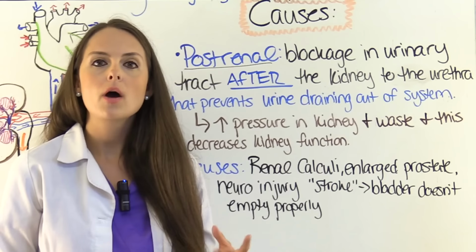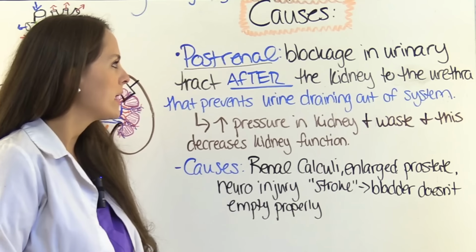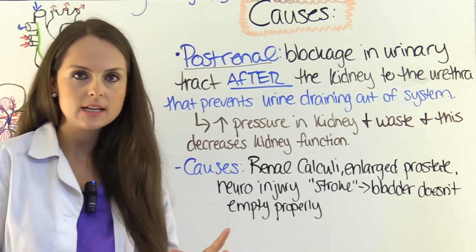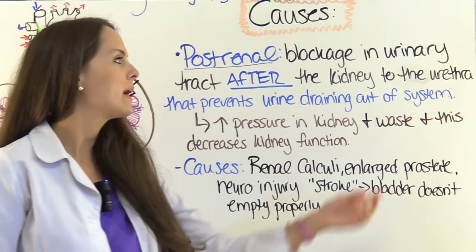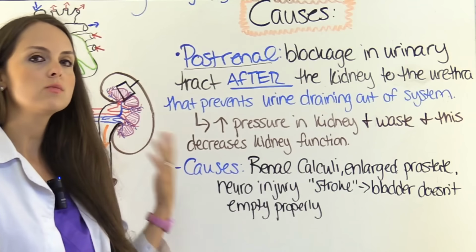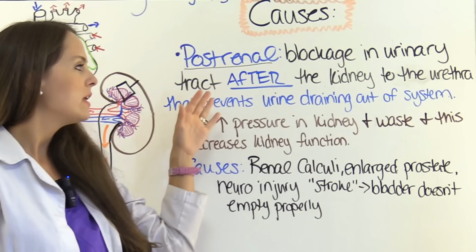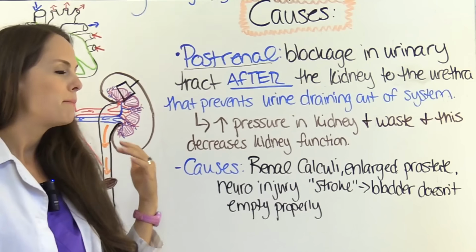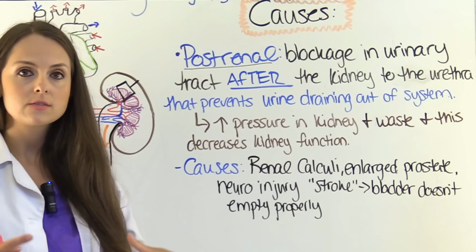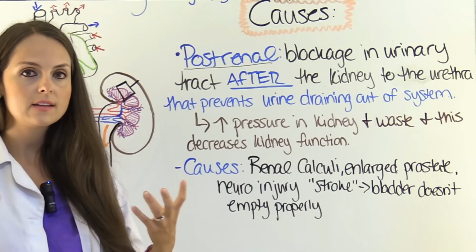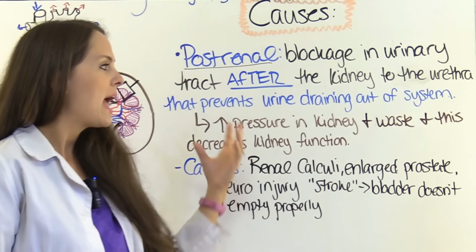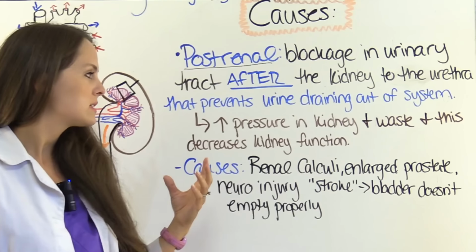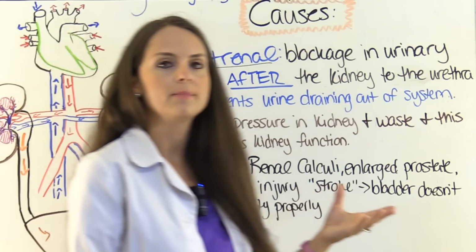And lastly, there are postrenal causes, and this is where you can have blockage in the urinary system after the kidneys that can even extend all the way to the urethra. And what this will cause is it will prevent the urine from draining out of the system. So you'll get buildup of pressure in the kidneys from where all that urine is just staying in there and backflowing to the kidneys, and you have all this waste that isn't leaving the kidneys. So this can decrease the kidney function.